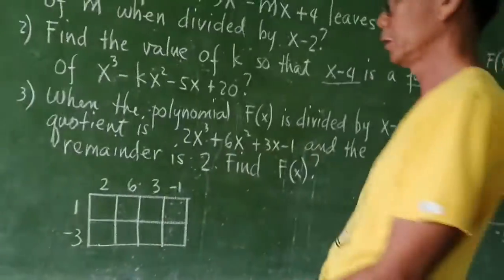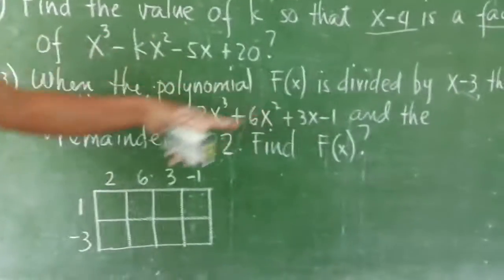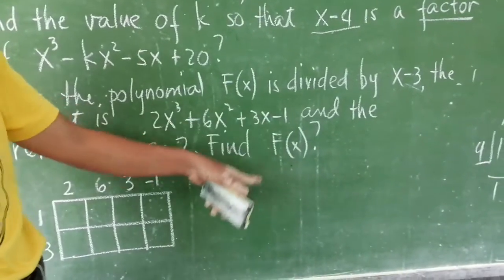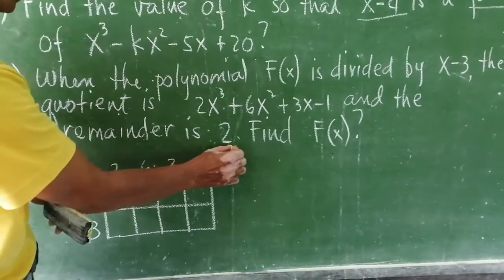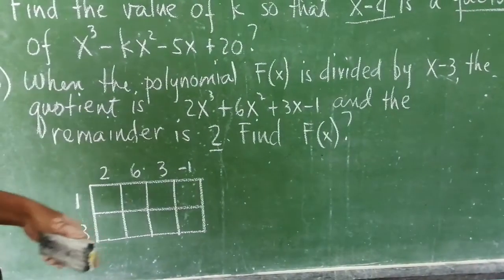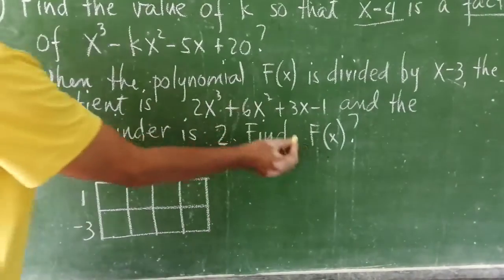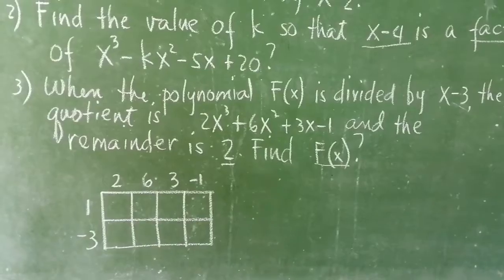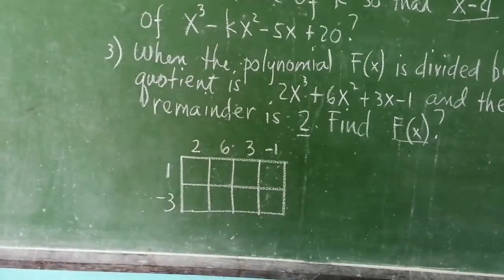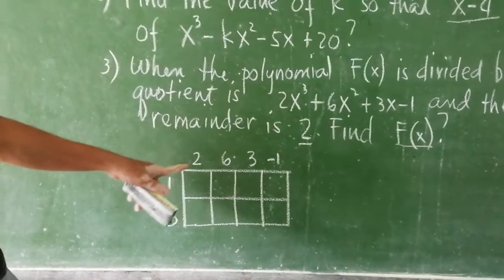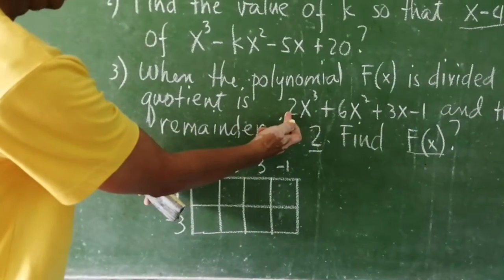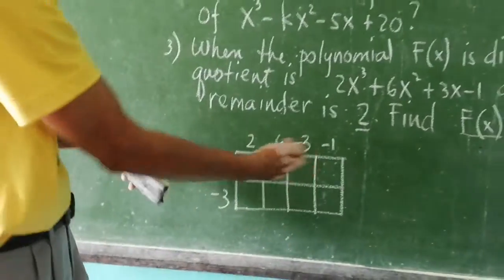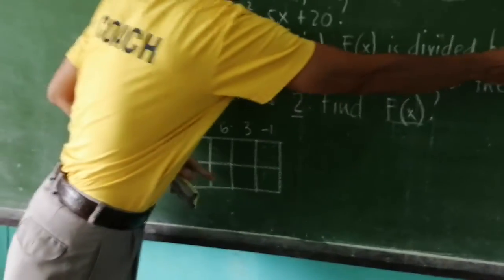Now for number 3, when the polynomial f of x is divided by x minus 3, the quotient is 2x cubed plus 6x squared plus 3x minus 1, and the remainder is 2. So there is a remainder. So x minus 3 is not a factor. So we are going to find what is f of x, the polynomial. Now, in doing that, we have also a method like this. We call it the lattice method. So you will notice that we are going to list the coefficients here, 2, 6, 3, and negative 1. And also the coefficients of x minus 3 are 1 and negative 3.